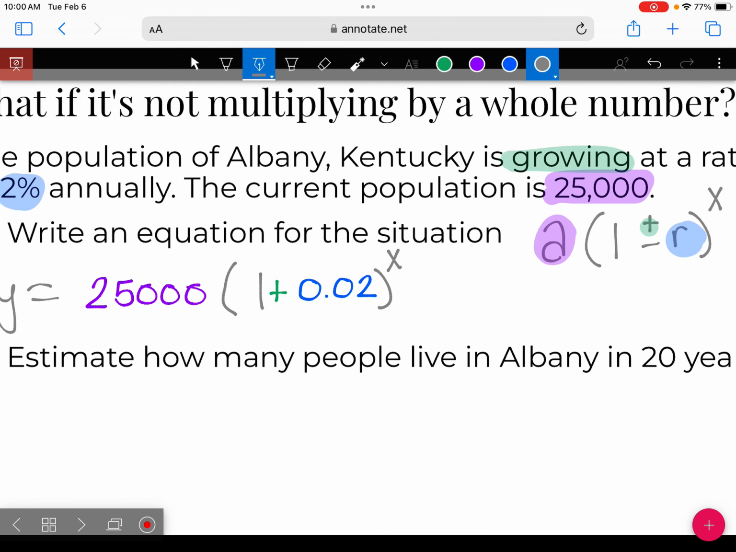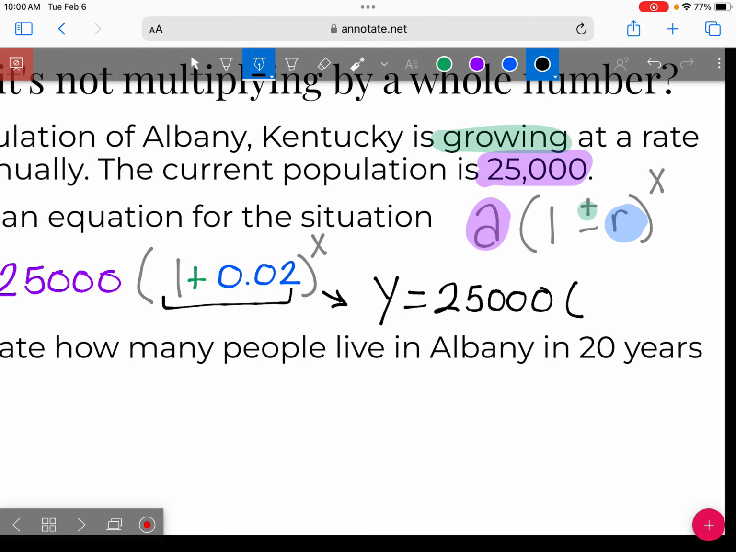That is definitely an equation for this. I am going to simplify it before we move on. It makes it easier to type it in the calculators and stuff. So I'm actually going to simplify what's in my parentheses. We can add these two pieces together. Our 25,000, 1 plus 0.02 is 1.02 to the x.